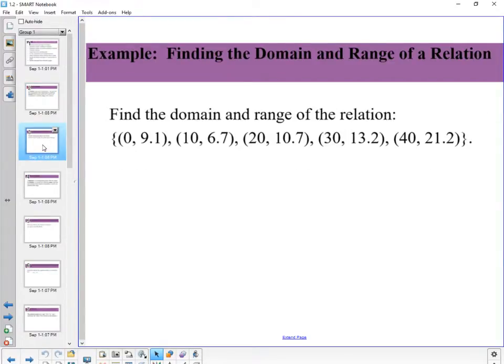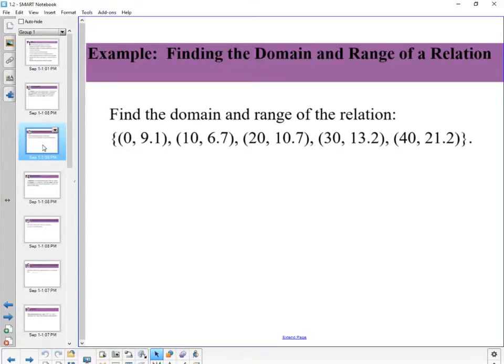So in this case, they asked me to find the domain and range. My domain should be 0, 10, 20, 30, 40. And of course, all the range values would be the second components: 9.1, 6.7, 10.7.